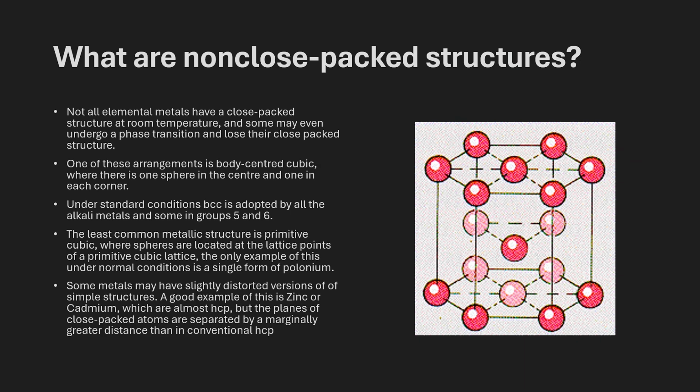The least common metallic structure is primitive cubic, where spheres are located at the lattice points of a primitive cubic lattice, and the only example of this under normal conditions is a single form of polonium. Some metals may actually have slightly distorted versions of simple structures. A good example of this is zinc or cadmium, which are almost HCP, but the planes of close packed atoms are separated by a marginally greater distance than in conventional HCP.